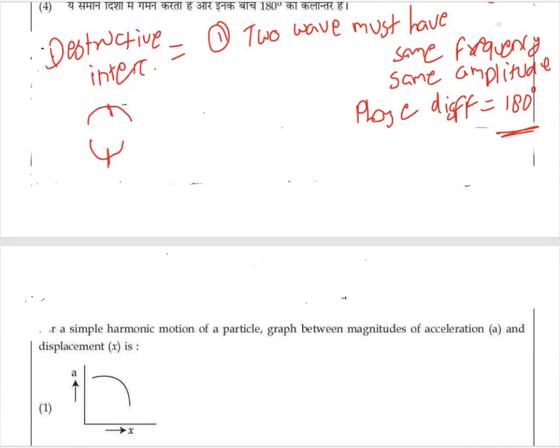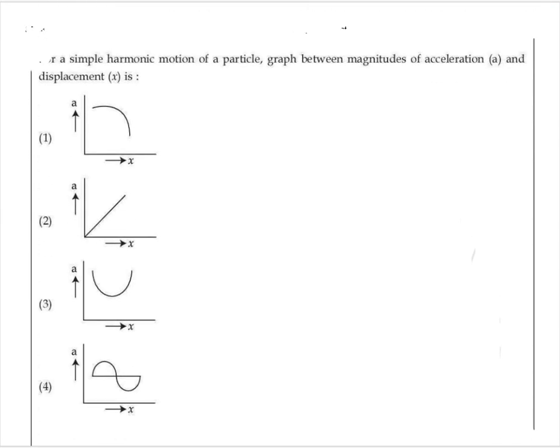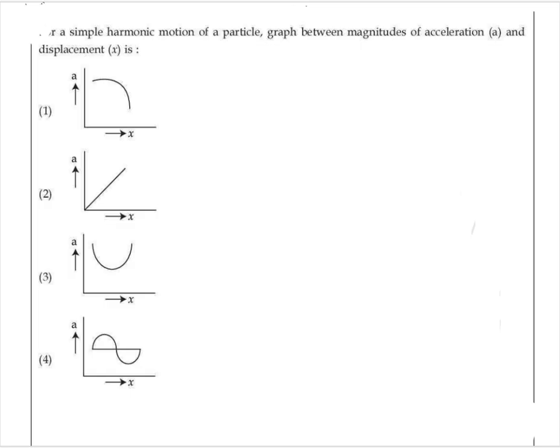So our next question is, for simple harmonic motion of a particle, the graph between acceleration and displacement. For simple harmonic motion, acceleration is given as minus omega square x. Here omega is a constant. The negative sign only indicates direction, that acceleration is opposite to the direction of displacement.